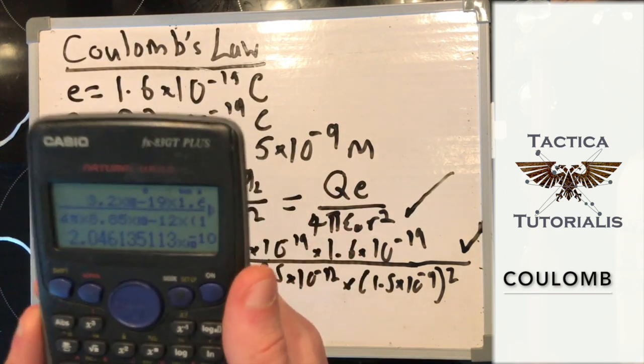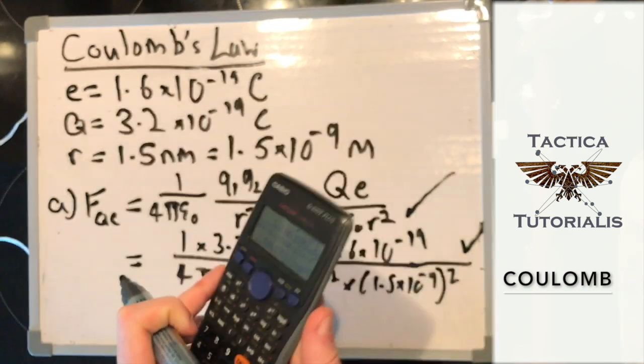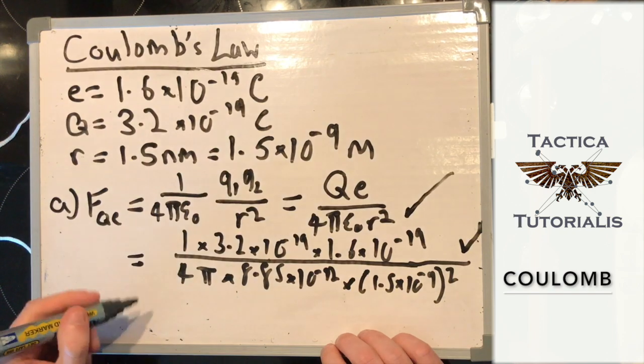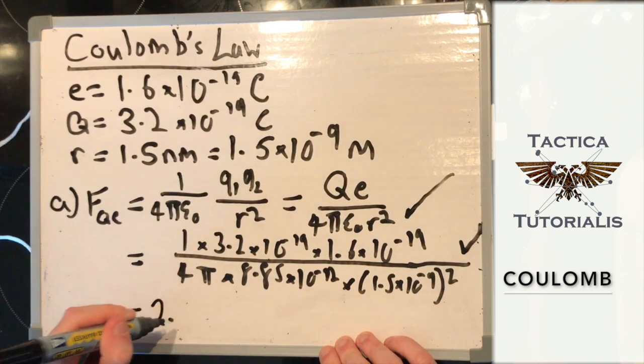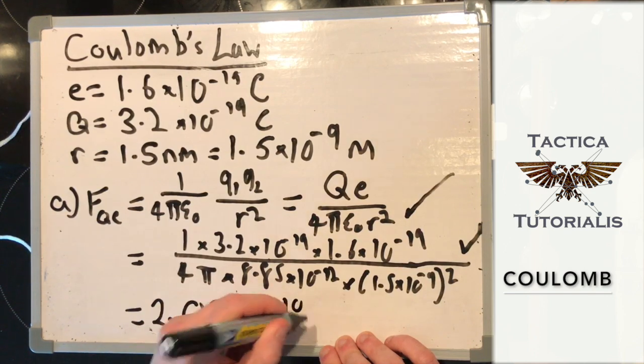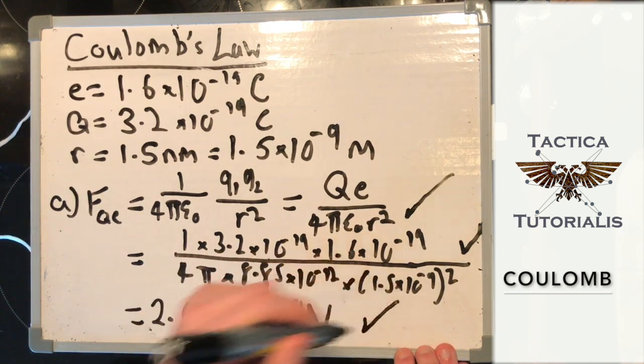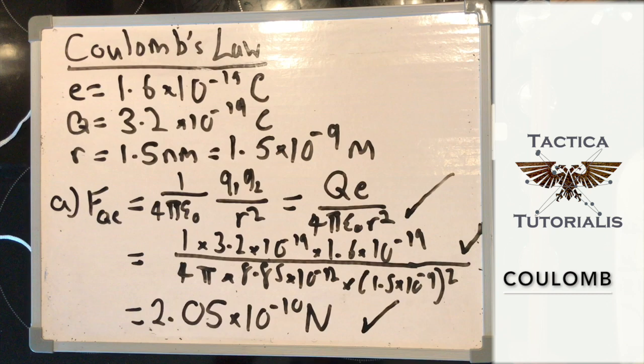Other variants are available, and you see I get an answer of 2.046 times 10 to the minus 10. So I get an answer of 2.05 times 10 to the minus 10 newtons. Now, if I'm wrong, I am 99% sure that you will be correcting me right now, but that's what I got from sticking it in my calculator, 2.05 times 10 to the minus 10 newtons. I think that's right.